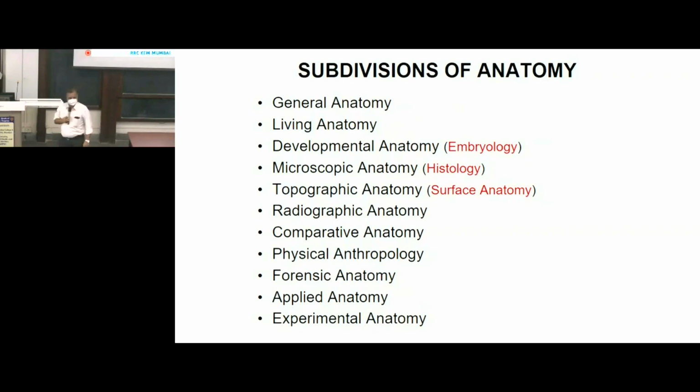Okay. Now, I am a living human being, you are a living human being. If you want to learn anatomy of your own self, can you learn? By looking at your own body? By touching your own body? Can you learn anatomy by looking at others' body? Neighbor, friends, or volunteers? Healthy human volunteers.